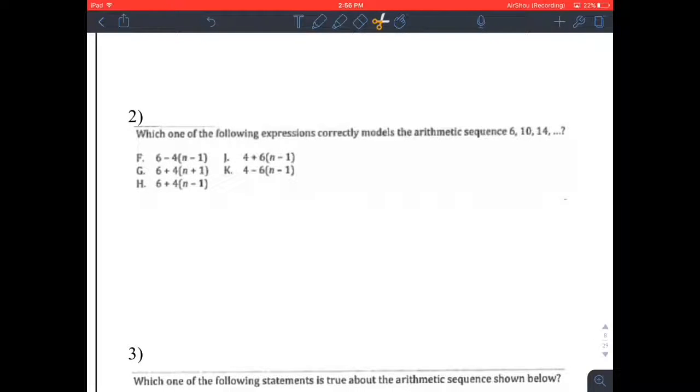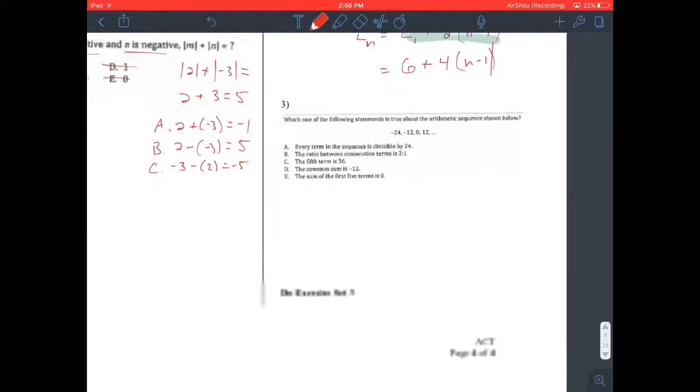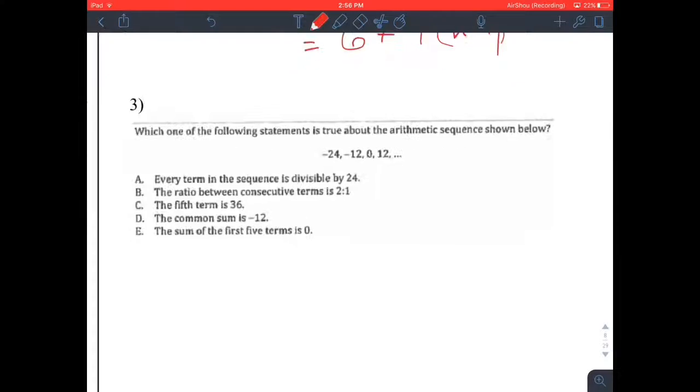Next question, which of the following expressions correctly models this sequence? Well, we go back to the formula. We're just looking for the right side of the equation. The first number in the sequence is 6. We are adding, looks like 4 each time. And we don't know which term we're looking for, so it's 6 plus 4 times n minus 1, which is H. Awesome. All right, one more. About time.